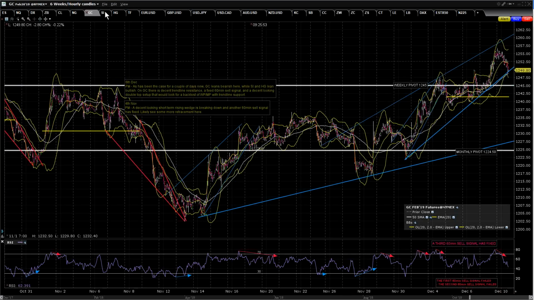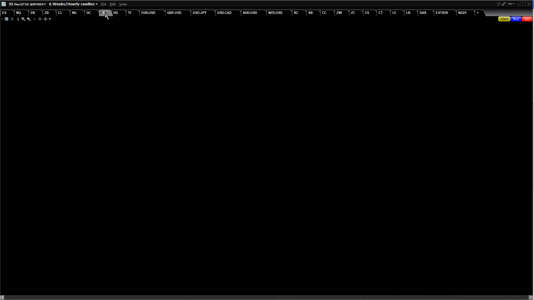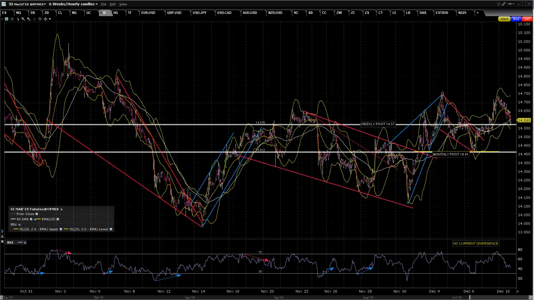Not really getting a lot of clues on DX, so we'll just have to see how that goes. Right, SI, this is still a possible double top setup here. I've got no current divergence. I'm not really looking for a double top here, but it's worth bearing in mind. We're down to the weekly pivot here. If that fails, then monthly pivot is double top support.